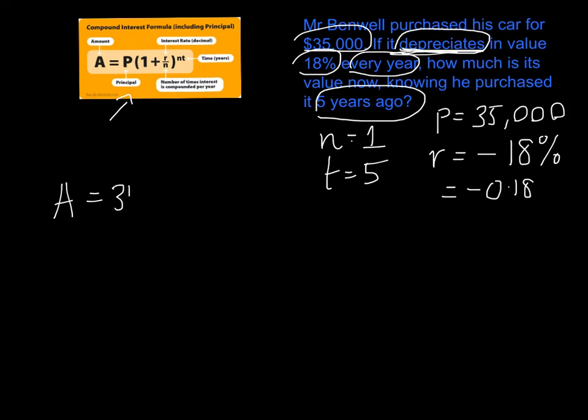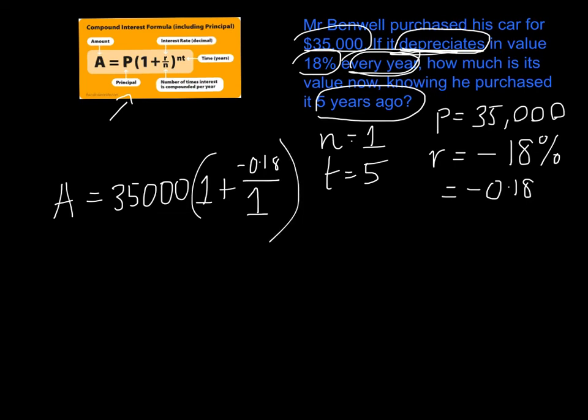The principal, the starting amount, was $35,000. 1 plus the rate, so the rate is negative 0.18 divided by 1, because it's only compounding every year. It loses value every year. Close the brackets. And then n times t. So you can see n times t in this case, I'm just going to put it as 5 straight away. So working with the brackets first.